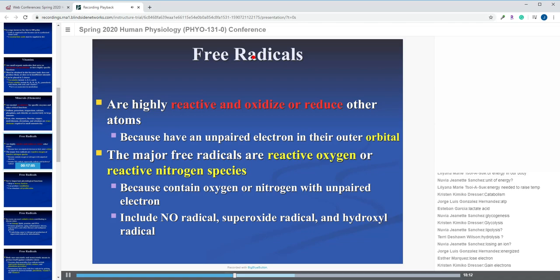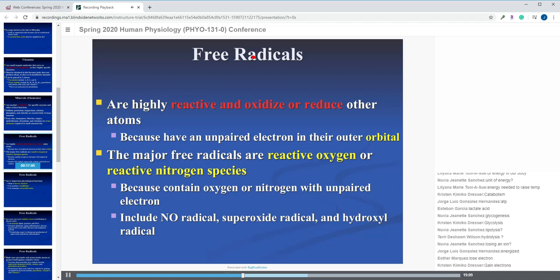There are two major types of radicals: the reactive oxygen species and reactive nitrogen species. These contain oxygen or nitrogen that has unpaired electrons. So the radicals can combine with other atoms. They would like to either donate or receive electrons depending on the number of single electrons present on their outermost shell.